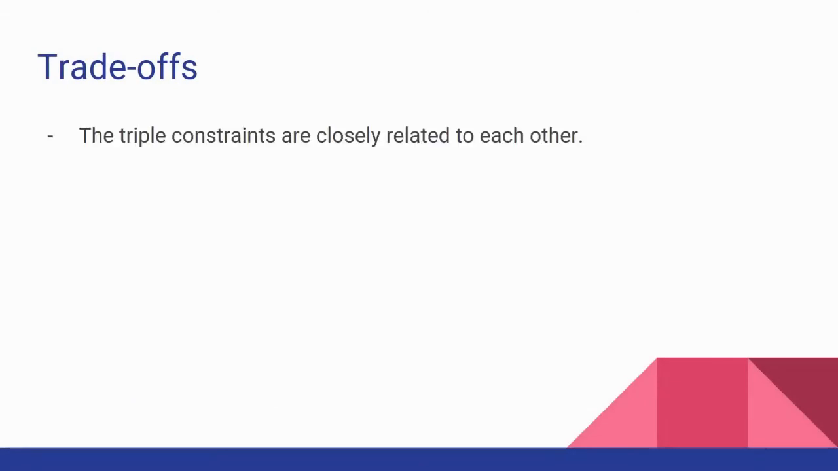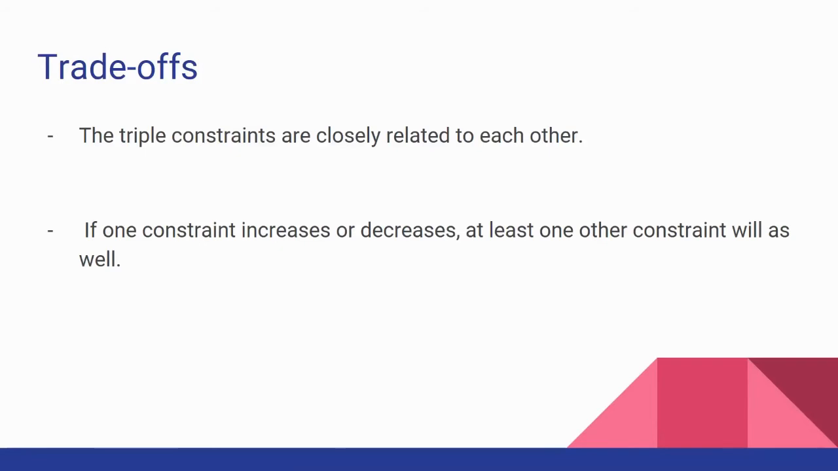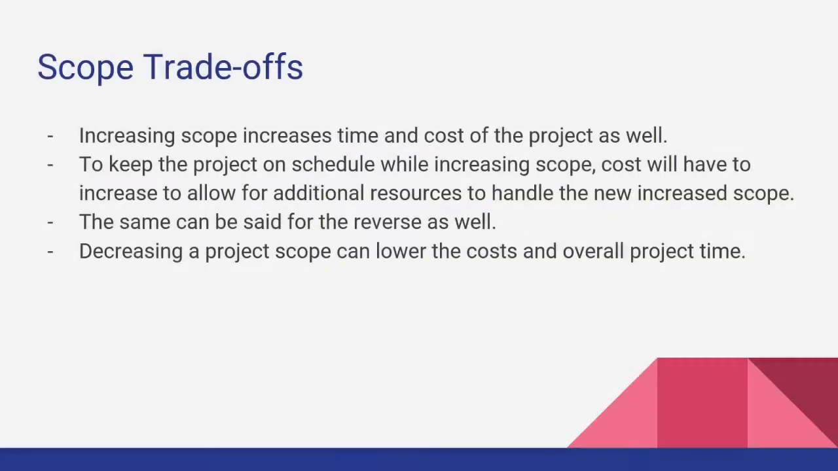The triple constraints are very closely related to each other. If one constraint increases or decreases, at least one of the other constraints will as well. Let's look at each individually.